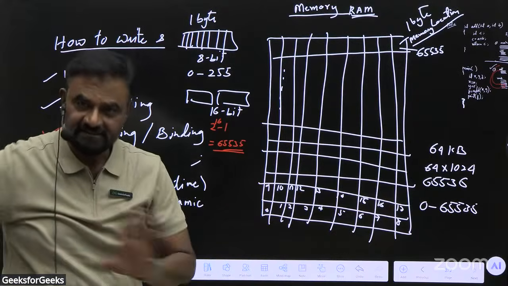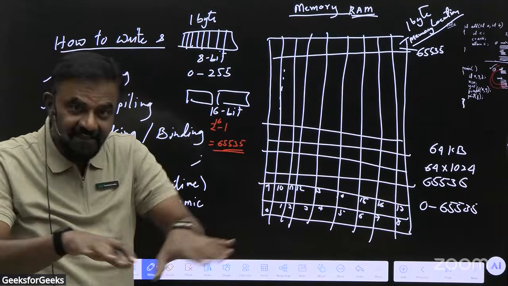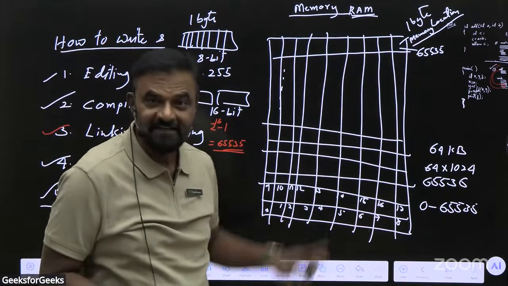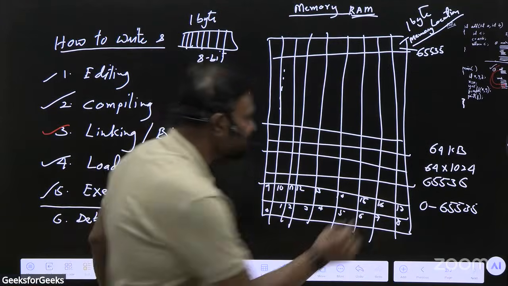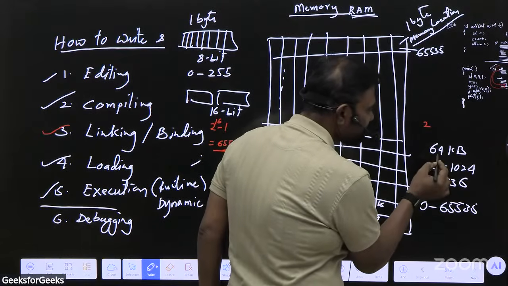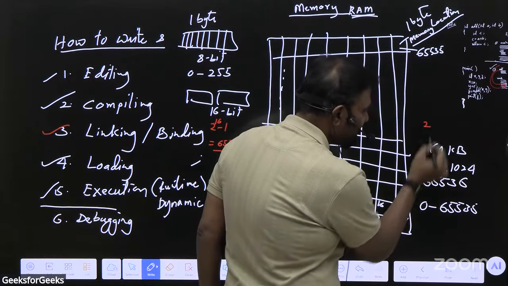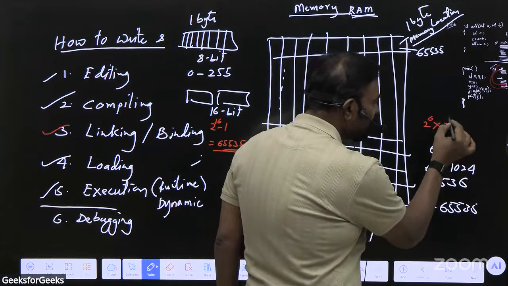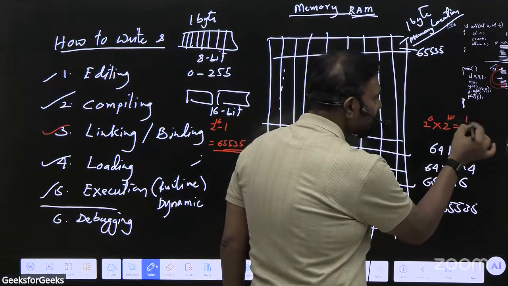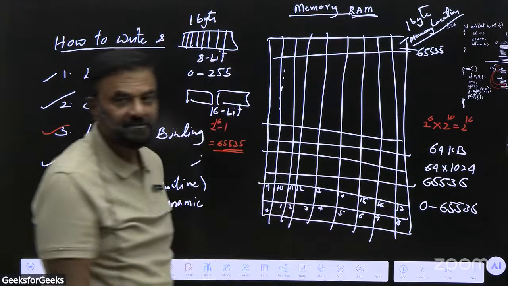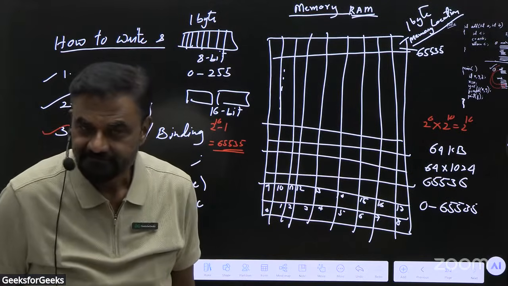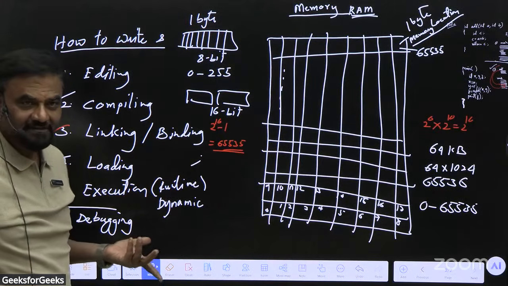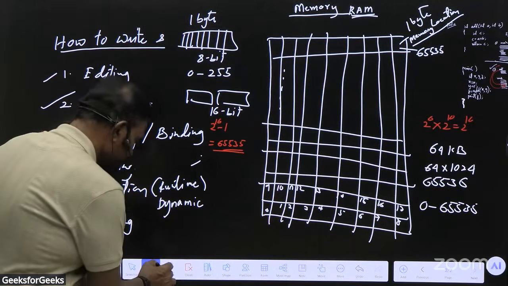We are building a framework. All right. So 64 kilobytes in terms of 2, how much is it? This is 2 power how much? 64 is 2 power 6, and 1024 is 2 power 10. Finished. 2 power 16. So this is 2 power 16 only. All right. Now back to our discussion.